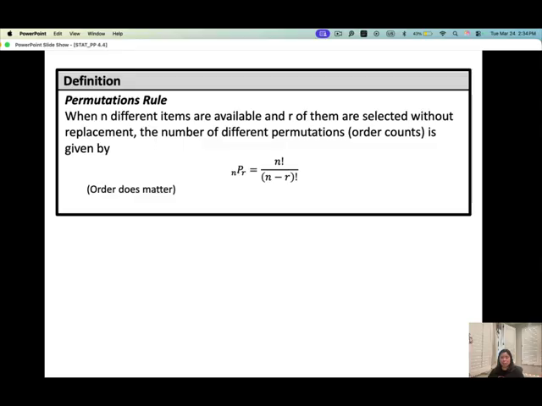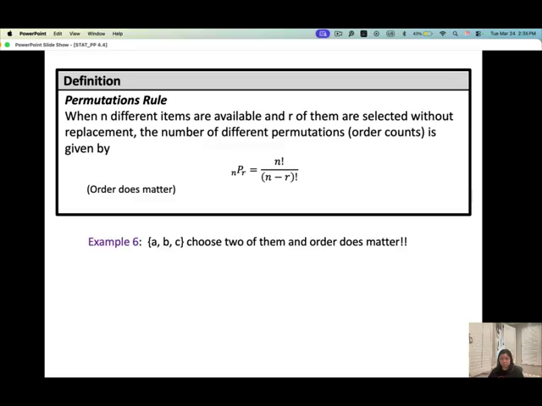Permutation rules. When n different items are available and all of them are selected without replacement, the number of different permutations, where order counts, is given by nPr. Okay, we call this the permutation rule. nPr equals n factorial divided by n minus r factorial. And keep in mind that permutation rule means the order matters.